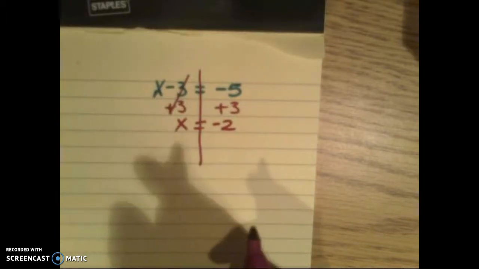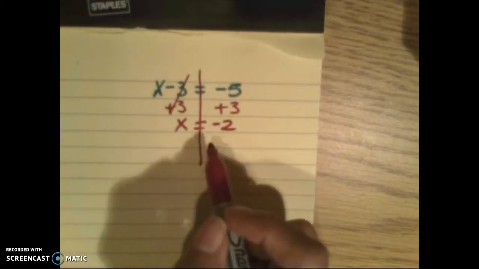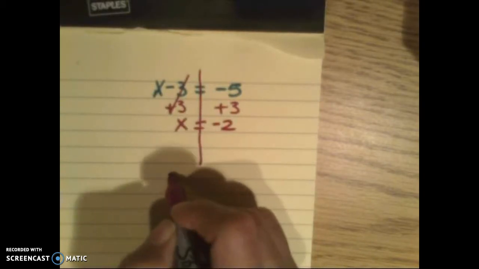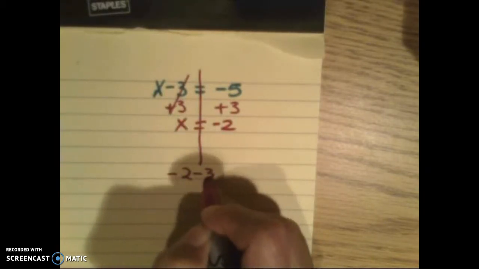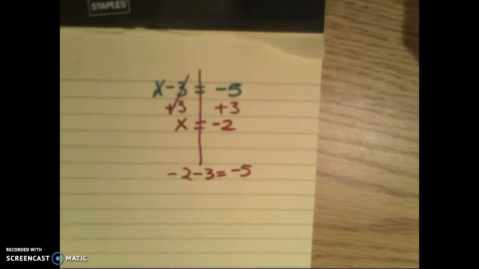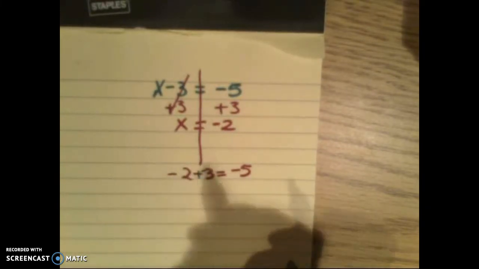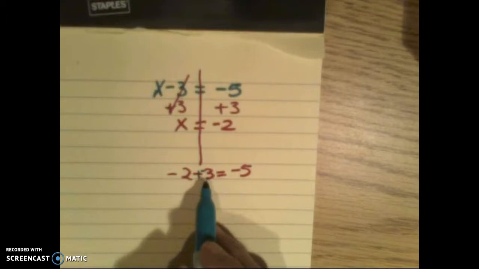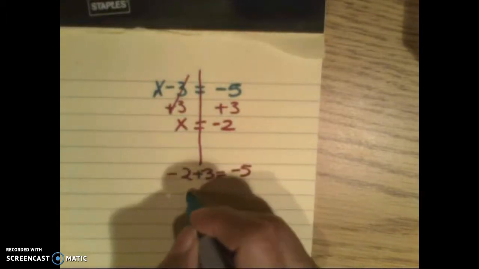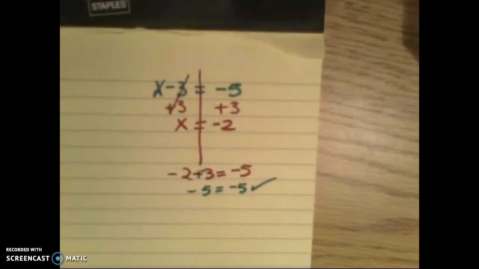To check your answer, just go back and take this negative 2 and plug it in for x. So I'm going to say, instead of x, negative 2 minus 3 equals negative 5. And I know when I'm subtracting integers, I'm going to change it from a positive to a negative. Negative 2 plus a negative 3 is negative 5. So negative 5 is negative 5, and that checks. That's solving a one-step equation by using addition or subtraction.